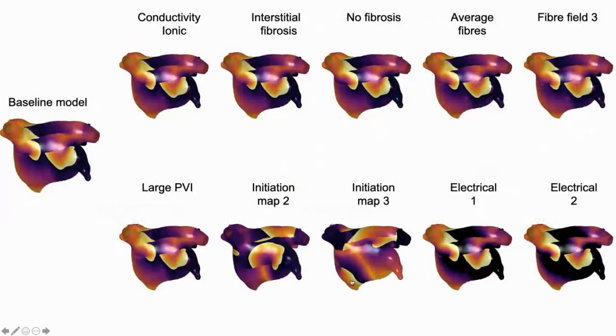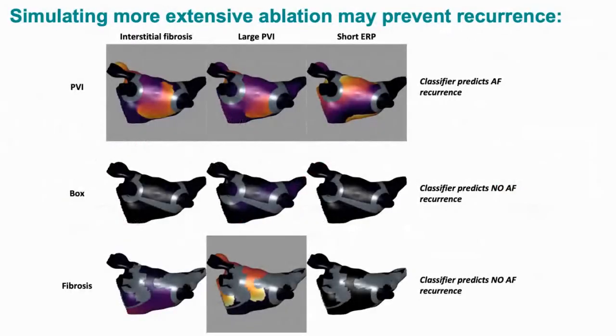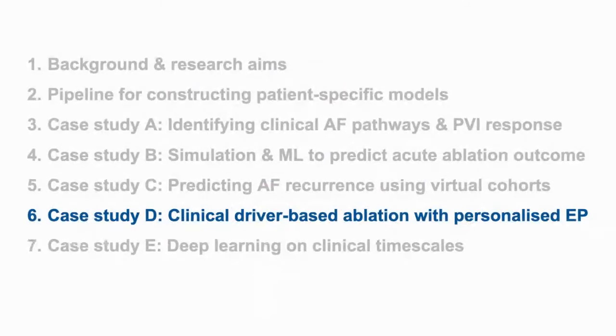That's likely because you've got all the information on the distribution of fibrosis, and that's all brought together in the model. And we can also have a look at simulating more advanced ablation approaches to try and see if this will change the classifier prediction, and if this is more likely to work or not. So this is just a bit of a proof of concept.